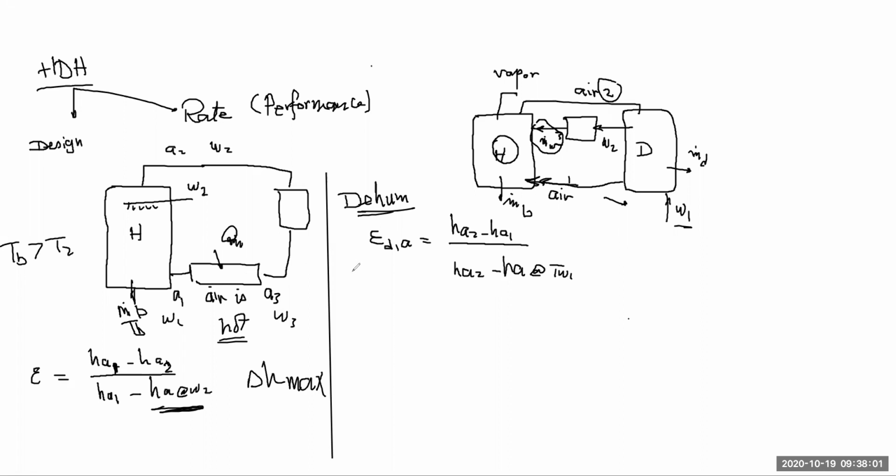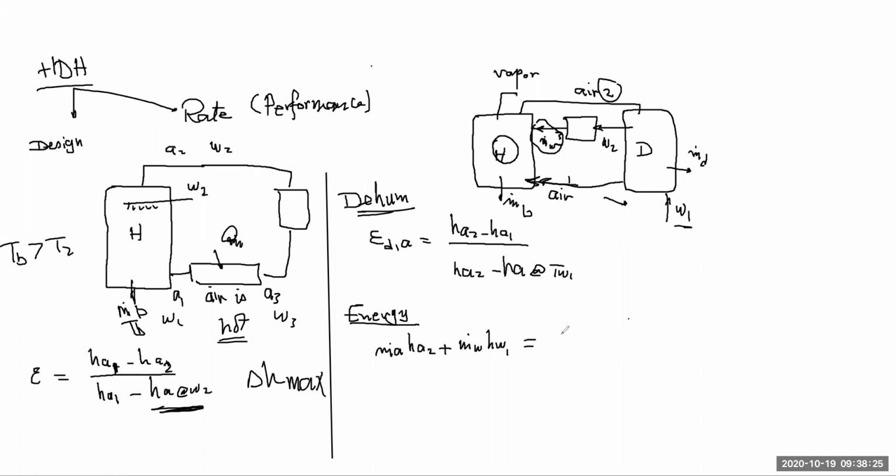So this is going to be the effectiveness expression. If I'm looking for the energy balance, then the way I prefer it also is the energy in: m dot air, H air 2. Water is entering, so I have m dot water, H water 1. This is what comes into the unit, to the dehumidifier.